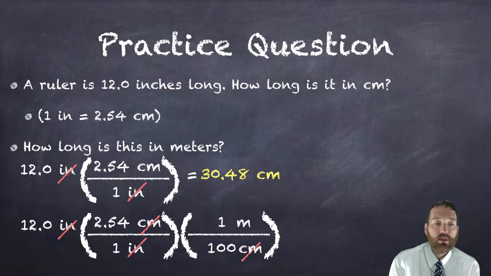So it's time to punch it into my calculator. So I get my calculator and I type in 12.0 times 2.54 divided by 100 all at once. You don't need to hit enter in between the steps. You can do this all at once. And remember, you can skip the ones. So 12 times 2.54 divided by 100 is equal to 0.3048 centimeters.